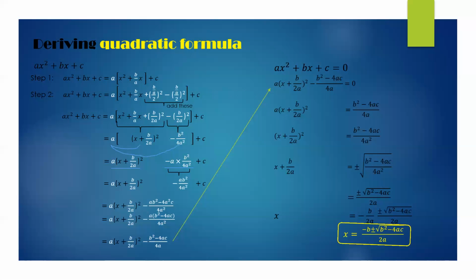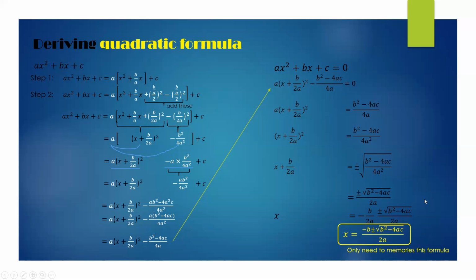Then you can see this is actually the quadratic formula that we want. Negative b plus minus the square root of b squared minus 4ac, over 2a. But this technical process, no need to memorize. You just need to memorize this formula. We only need to memorize this formula and use it.